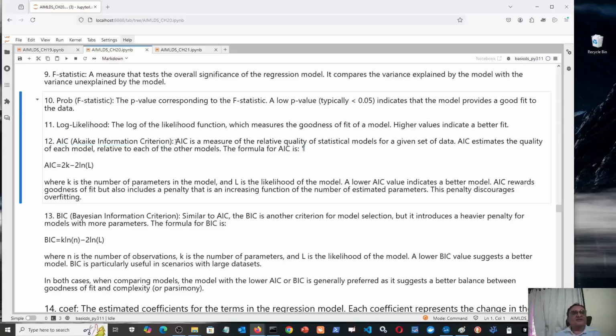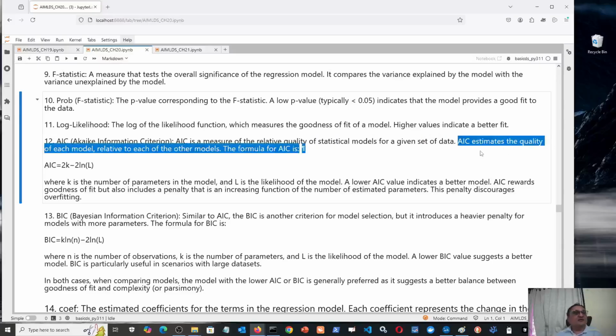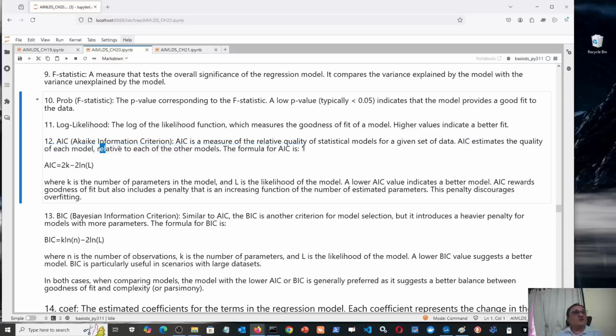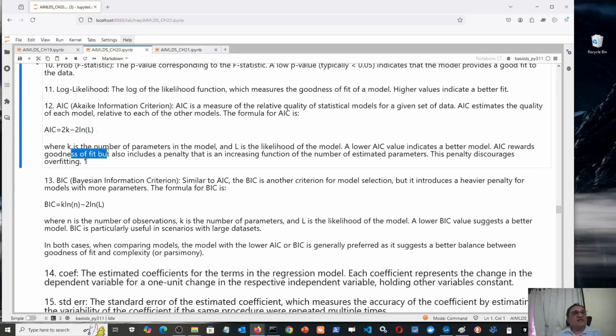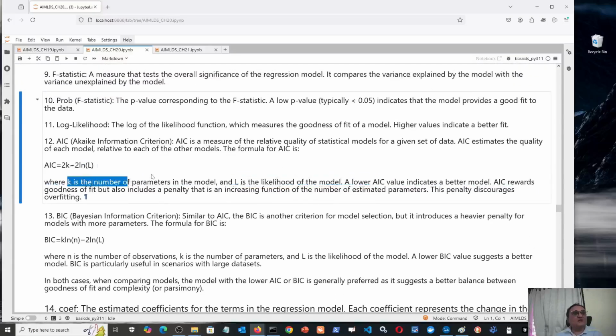Okay, so it is the measure of relative quality of a statistical model for a given set of data. AIC estimates the quality of each model relative to other models, and the formula for AIC is this: AIC is equal to 2k minus 2 times the natural logarithm of L, where k is the number of parameters in the model and L is the likelihood of the model. Both of these are already known from the earlier results.